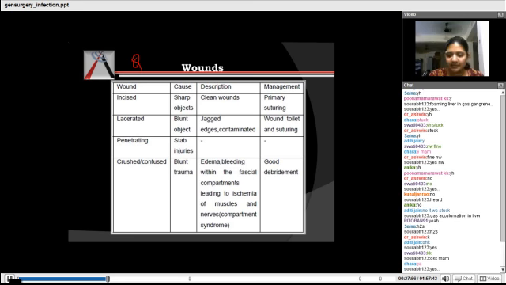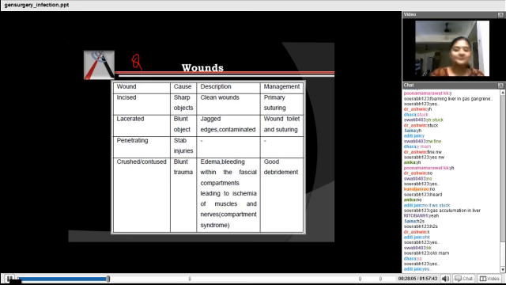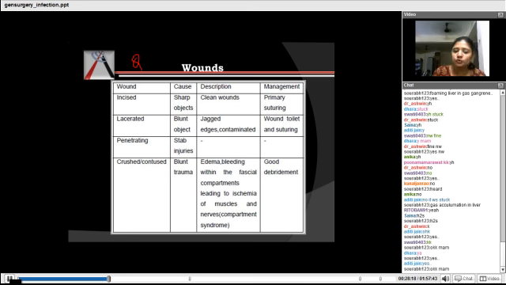Simply imagine dramatic movies. Okay, you'll understand wounds very easily. Incised wounds, remember doctors. With a scalpel or a blade you make an incision, that is going to be an incised wound. So you're having a clean wound over there. You're using a sharp object to produce it. And it's easy to manage such cases because you can just do primary suture and you can expect good healing. So that's an incised wound.